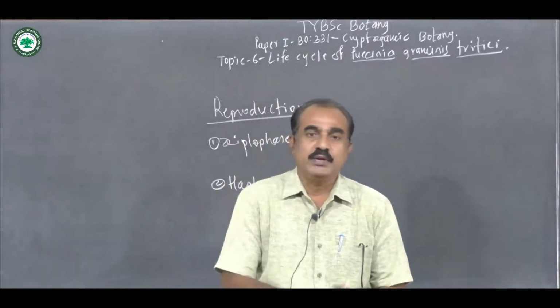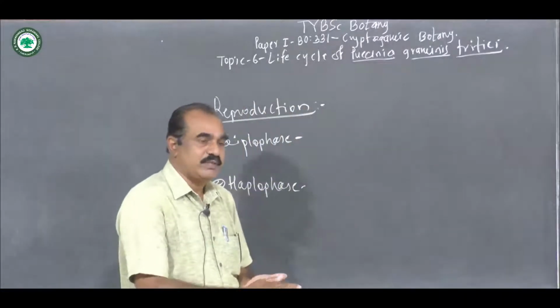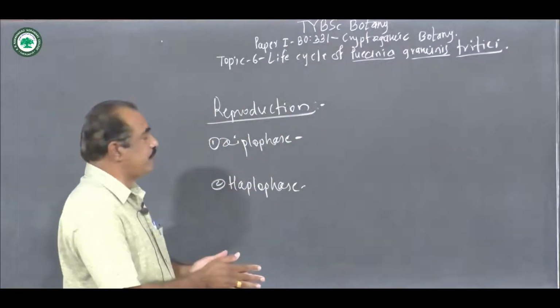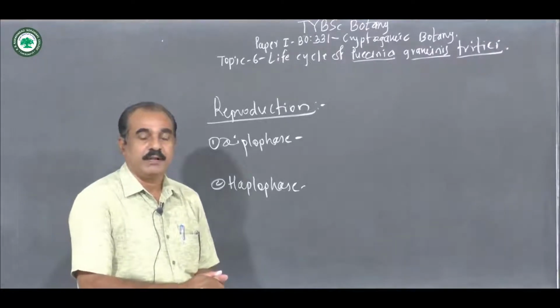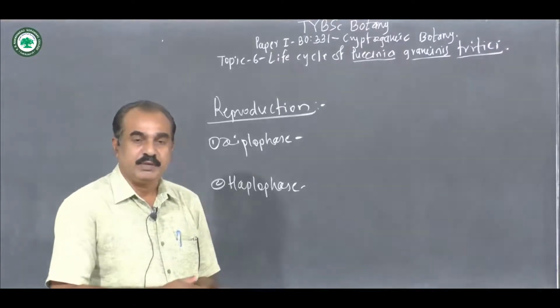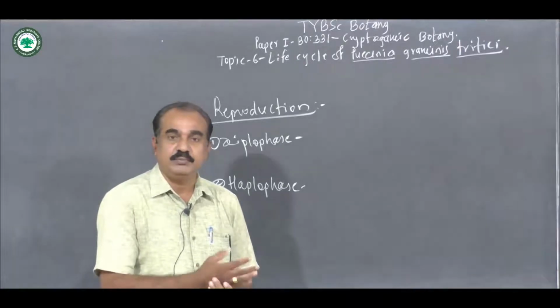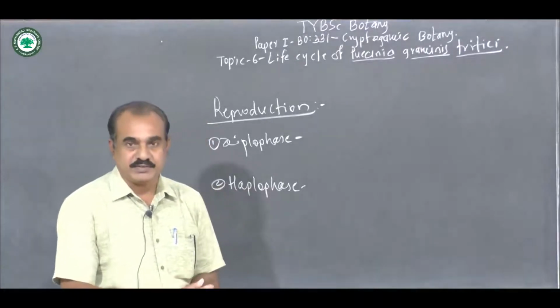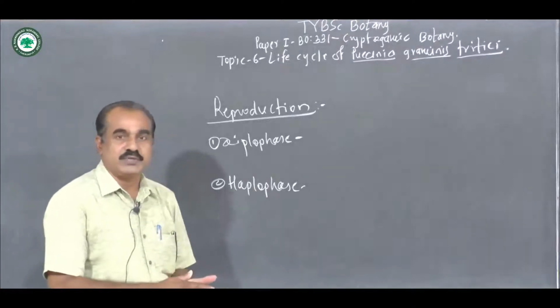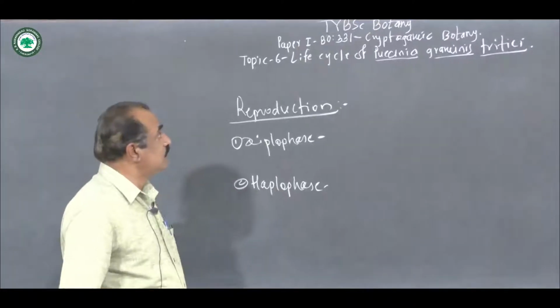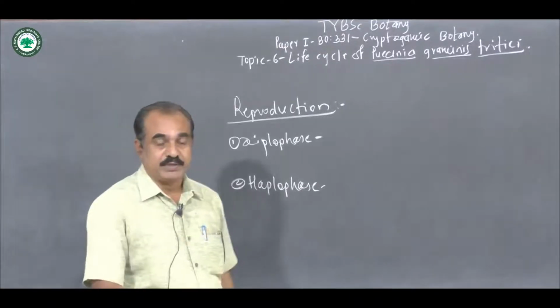Today, we are going to study T.Y.B.Sc Botany, paper first, BO 331, that is cryptogamic botany. From cryptogamic botany, topic number 6, that is the life cycle of Puccinia graminis tritici. From this life cycle, we are going to see the sexual reproduction in Puccinia.